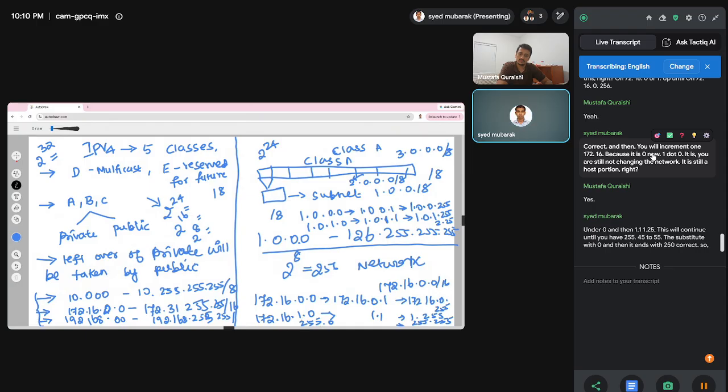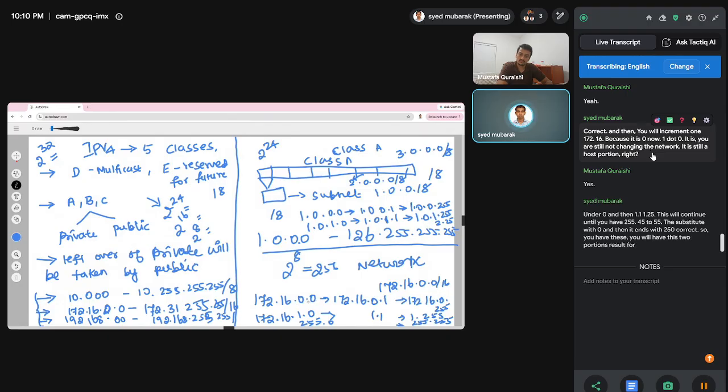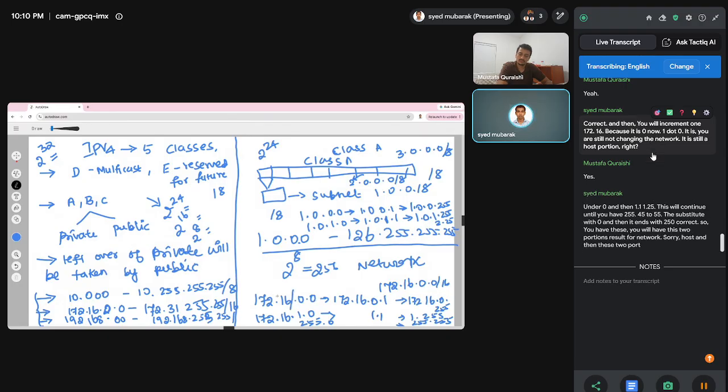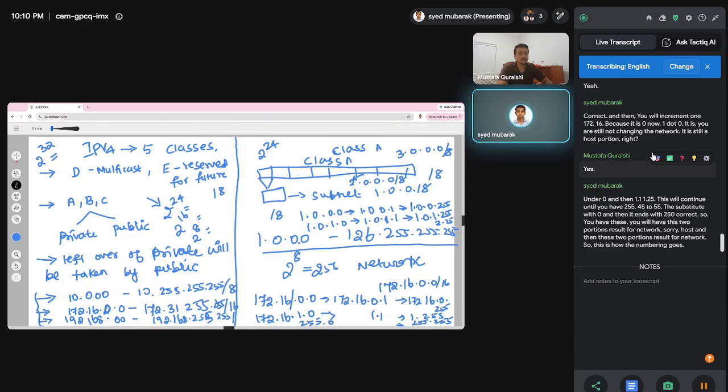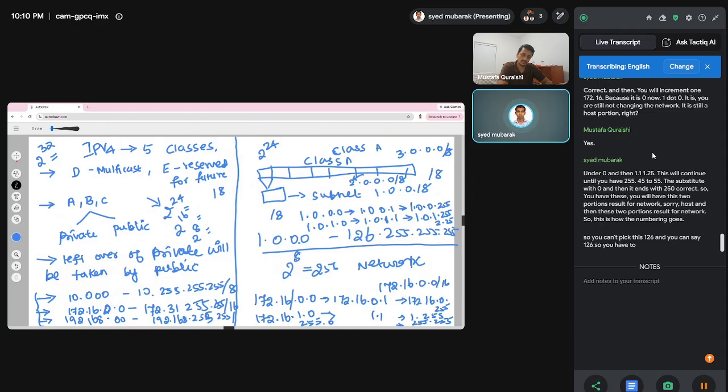So you will have these two portions reserved for host, and these two portions reserved for network. This is how the numbering goes. So you have to do this calculation.